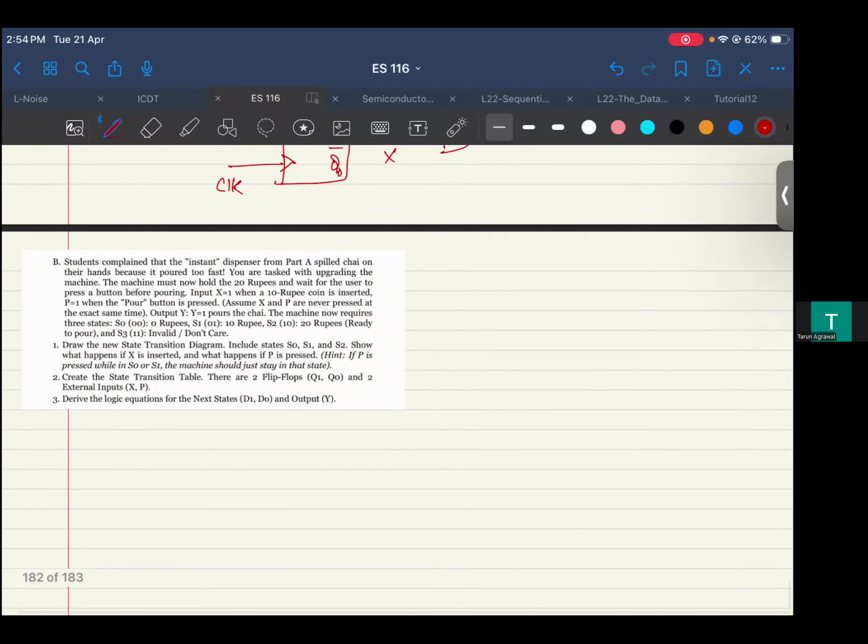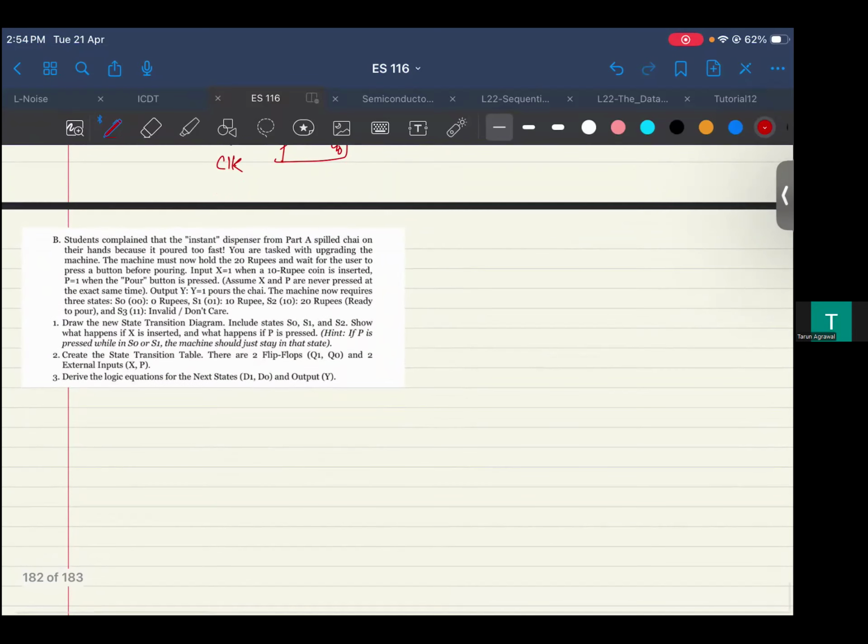And that is what you want to remove from this machine because it was basically burning somebody's hand, or it could spill the chai because it's happening too fast. So the user wants to have control. That's why there's a second input. So X was there anyway for the coin, right? And there is another input which you have introduced, the pouring button, which pours the chai. So that is the pouring.